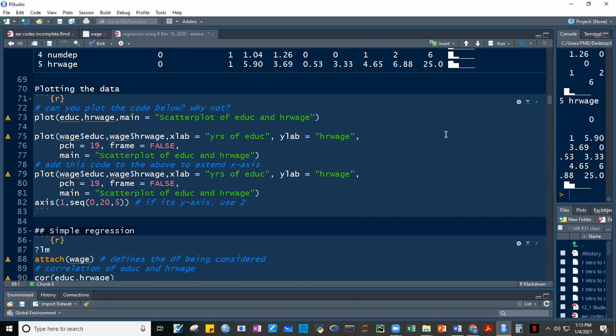Okay, so it's also important, guys, to learn how to plot the data. Of course, we know our variable of interest. We know that what we are studying here is the hourly wage. So the first simple regression we did in our class is regressing education on hourly wage. In R, that's very easy to plot. The code is just plot. And then this is your X, education. This is your Y, hourly wage. And then this will give us the main title of the plot.